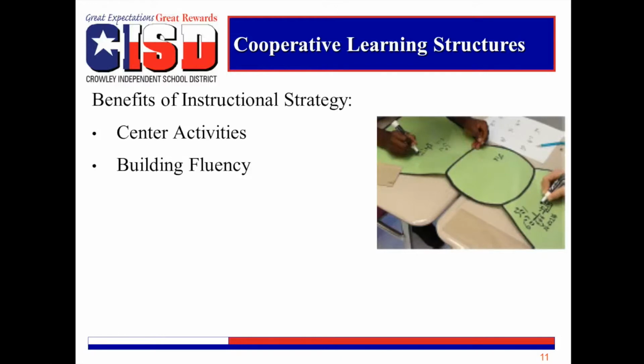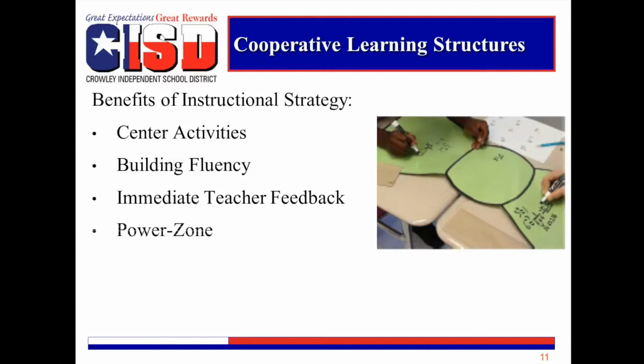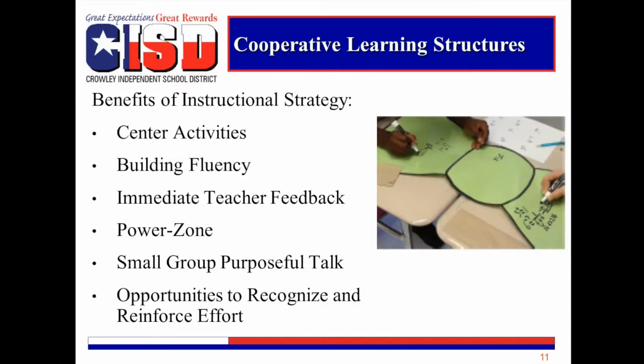These strategies enable teachers to move into facilitative, feedback-giving roles and rove around the room as needed. Standing just about anywhere, teachers can easily hear students' conversations and see their thinking evolve. After working in this format, students are likely to be better prepared to advance to independent work. These methods incorporate working in the power zone, small group purposeful talk about the learning, and opportunities to recognize and reinforce effort from the Fundamental 5.